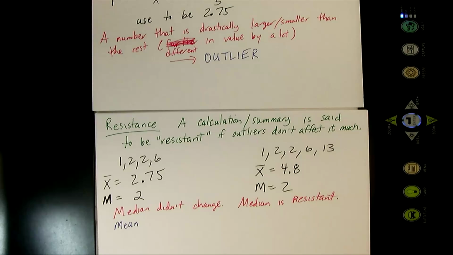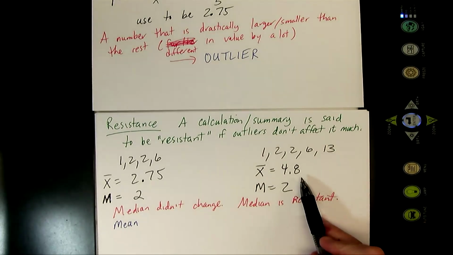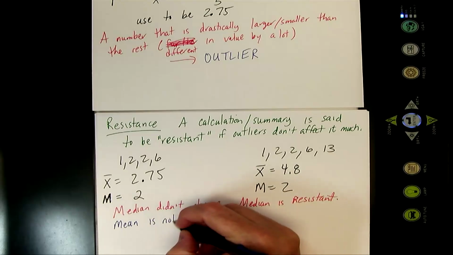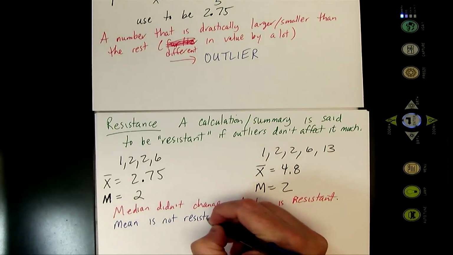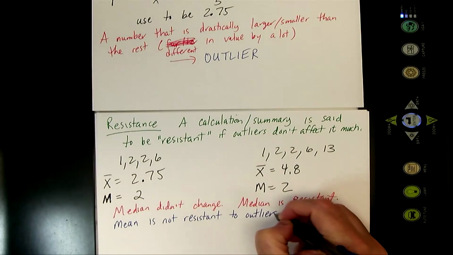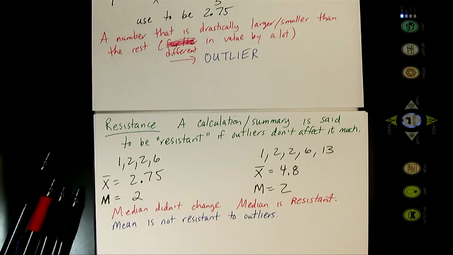And in this case, what if I had made it 100? Think about what happened if we had 100 here. This is gonna be a pretty big number, right? Because we're dividing by 5, it's gonna be over 20. The mean is not resistant to outliers. 2.75, 4.8 doesn't look like a lot, but it is, in terms of amplitude or scale.